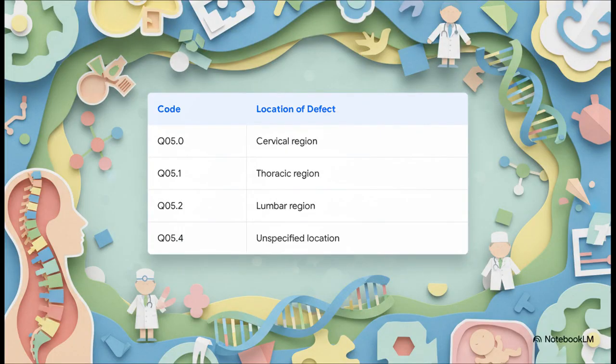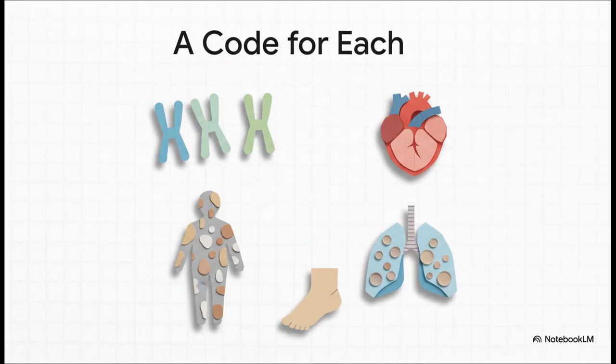Well, the system doesn't just have one code for spina bifida. No way. It demands precision. The code actually changes based on the exact location of the defect. So whether it's up in the cervical region, which is your neck, or down in the lumbar region, your lower back. This level of detail is absolutely critical for treatment and for research. And the scope is just breathtaking. From chromosomal conditions like Down syndrome, to structural heart defects, to genetic disorders, to how your limbs are formed. Every single one has its own precise, globally understood code. It is nothing less than a complete catalog of the human condition at birth.